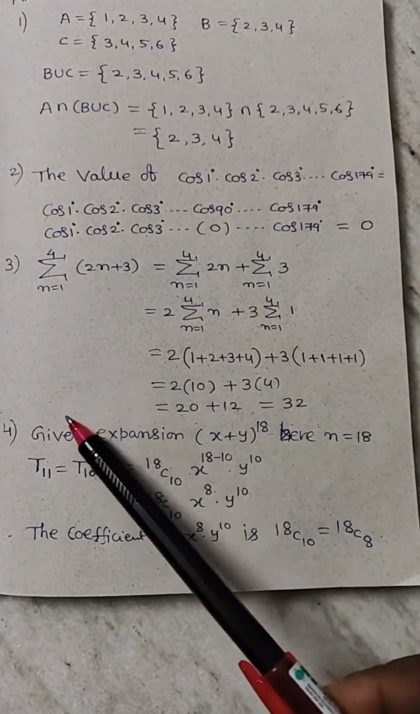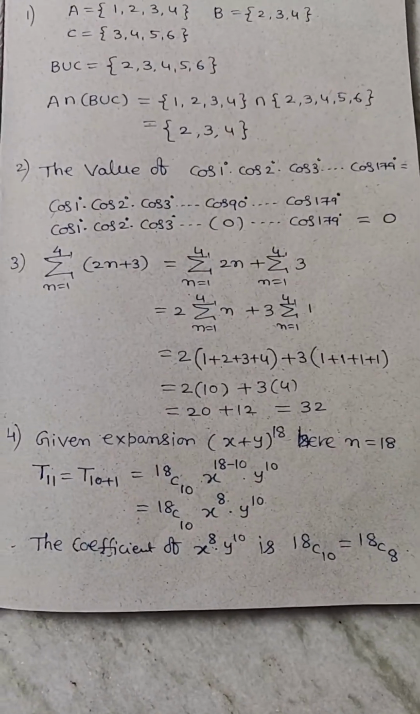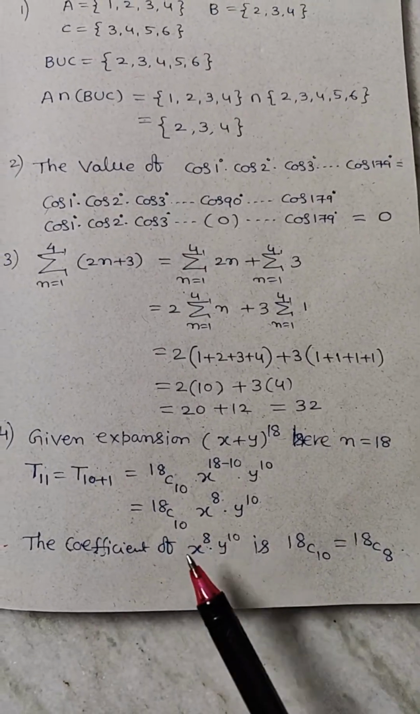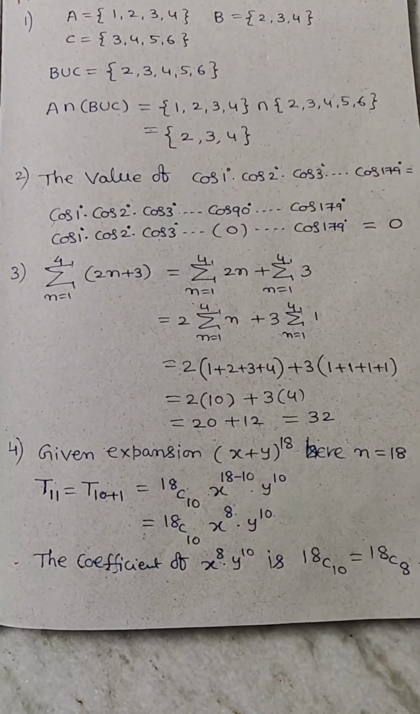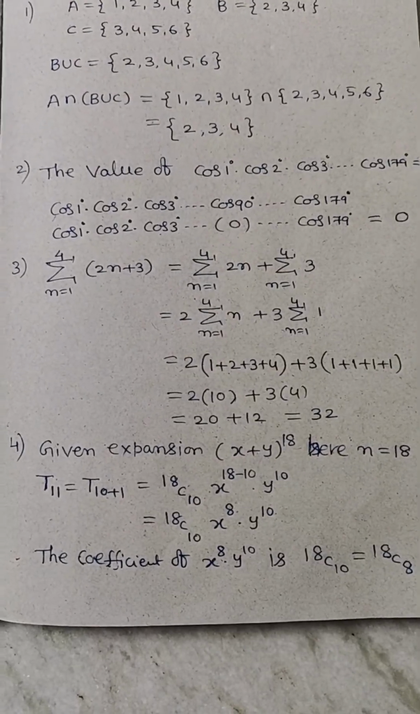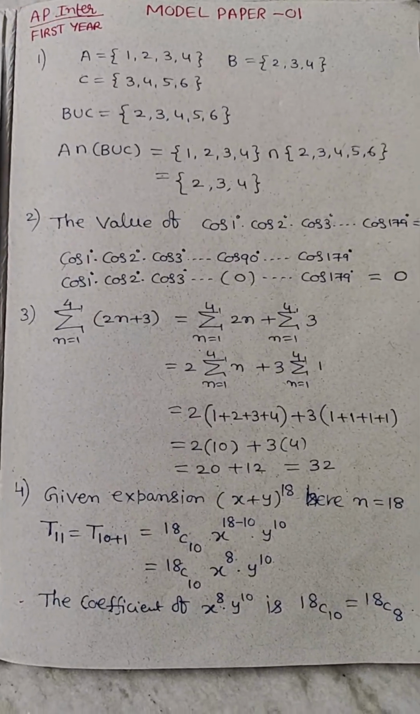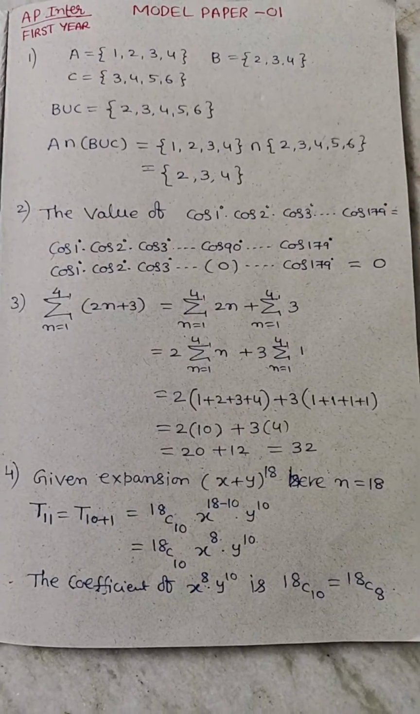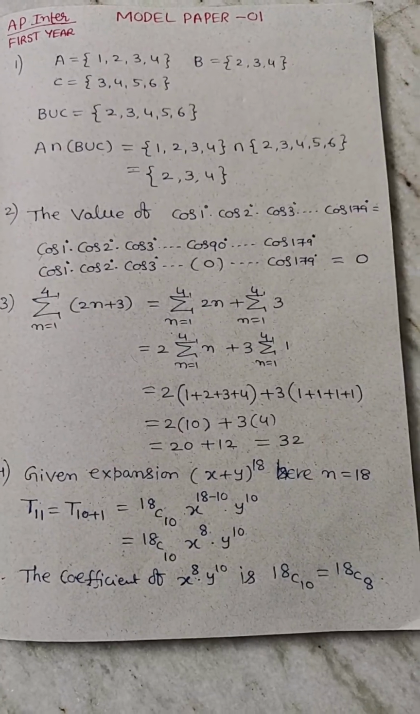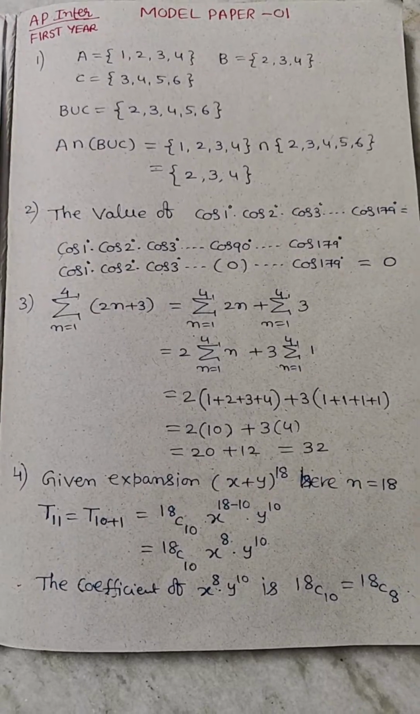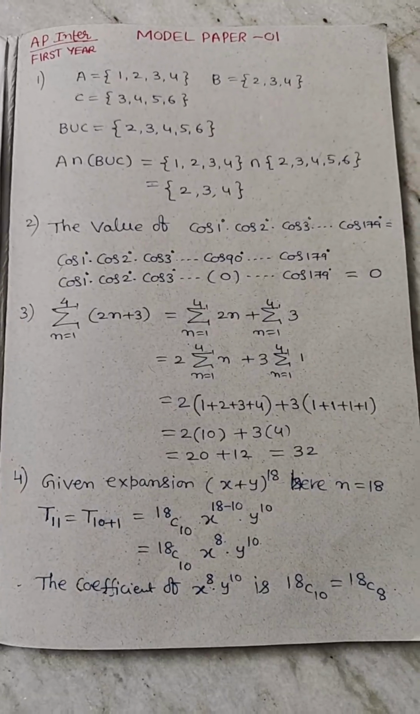In question number 4, the given expansion is (x plus y) whole power 18, and here n is equal to 18. They are asking to find the coefficient of x power 8 and y power 10. So n is equal to 18. To get x power 8 and y power 10, you need to consider t11. So t11 means t10 plus 1, which is 18C10 x power 18 minus 10 into y power 10, by using the general term of the binomial expansion. So 18C10 x power 8 into y power 10.